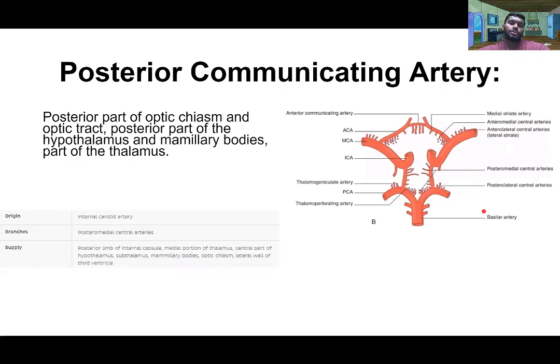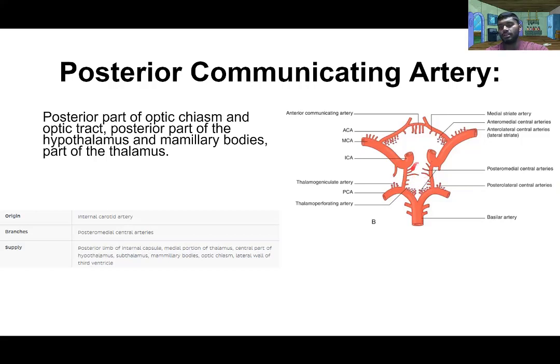Moving on, we have the posterior communicating artery, or the PCOM, which will supply the posterior portion of the optic chiasm, optic tract, posterior part of the hypothalamus, mammillary bodies, and parts of the thalamus. This is mediated by these branches right here. PCOM is right here, and it's mediated by these branches called the posteromedial central arteries. As you can see, these arteries invade the brain medially and supply the structures that are deep but also medial in the posterior aspect of the brain.